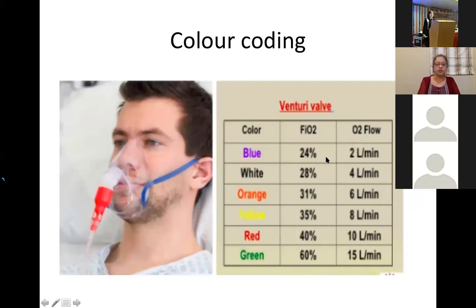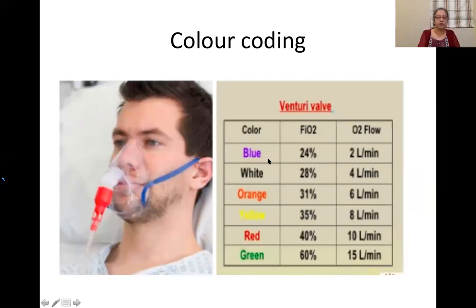If you want somebody to have a fixed 28% FiO2, you change this connection to a white one, and that delivers 4 liters per minute. The orange connection will deliver oxygen at 31%, which is 6 liters per minute. The yellow one gives you 35%, which is 8 liters per minute. The red one delivers 40%.